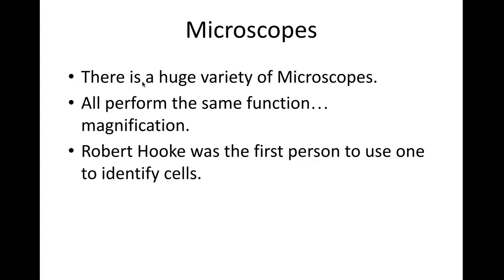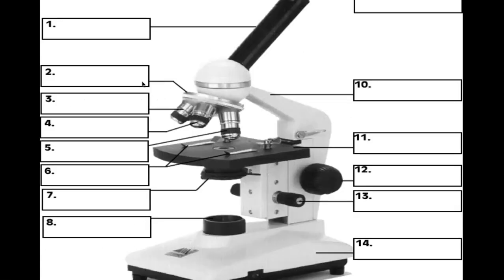We don't have the money in a public school to be able to afford electron microscopes, though if you become rich and famous and you'd like to donate one to the school, we'd love to have one. Okay? So again, Robert Hooke was the very first person to use a microscope to identify cells.